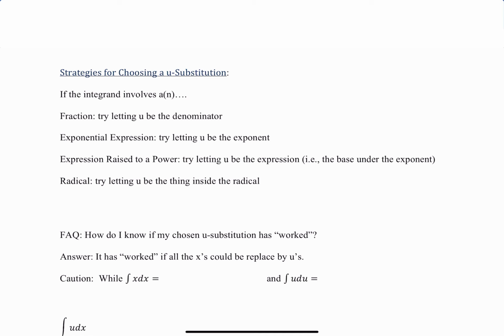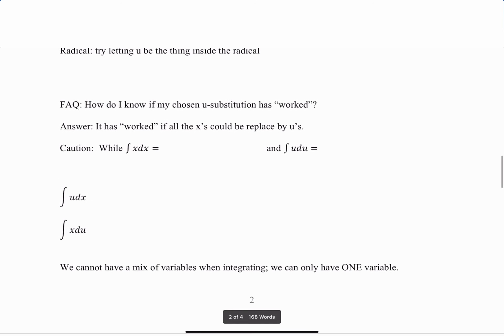Now, that word try is a little ominous. It implies that the u substitution won't always work, and unfortunately this is the case, and it's one of the things that makes integration difficult. You don't always know what's going to work. But how do you know if it has worked? What do I mean by the u substitution worked? Well, it's worked if all of the x's could be replaced by u's.